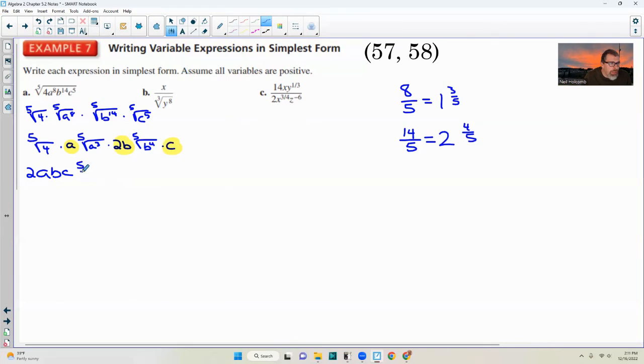And now this may still seem a little confusing, but it's really easy. It's the fifth root of what's left. So I've got a 4. I've got an a to the 3. And I have a b to the 4th. And there it is. Pause a second. Okay, 4a cubed b to the 4th is still under the radical.